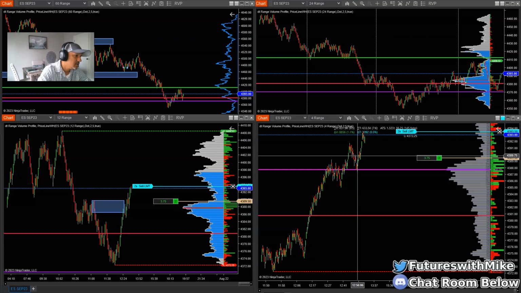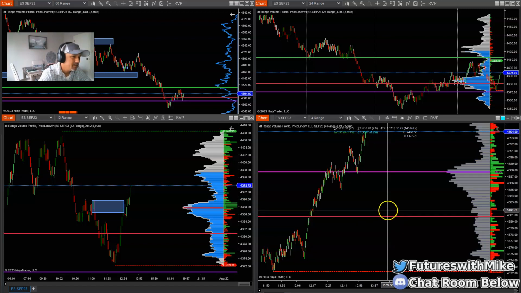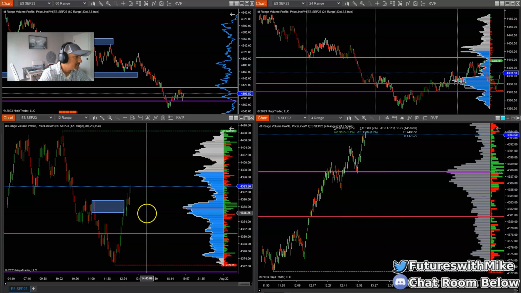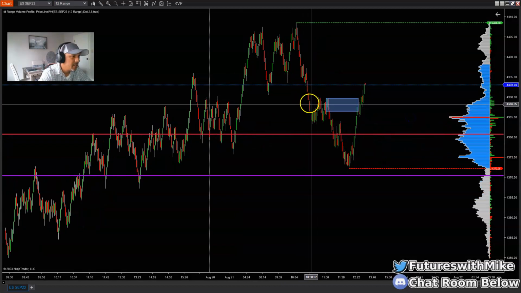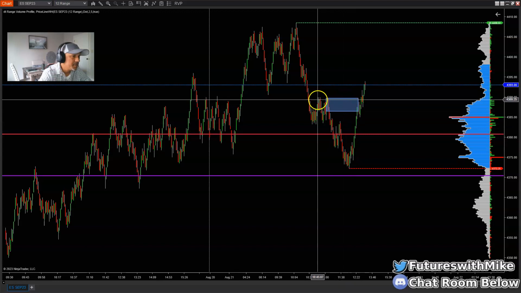Okay, so come on, fill my position. Okay, we just got filled there, so that was a decent trade. Taking it back up to fill in these imbalances right here. So again, broke structure here to the upside.